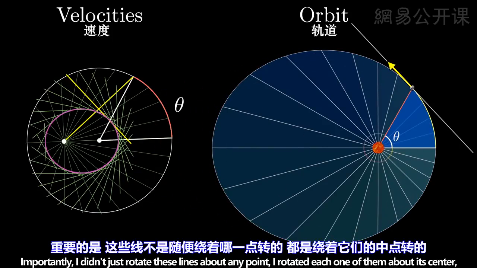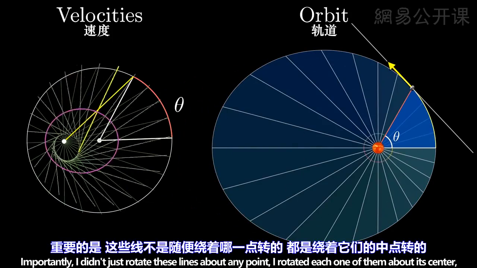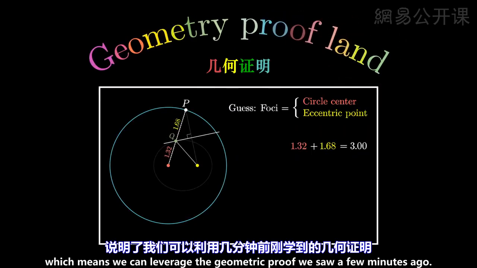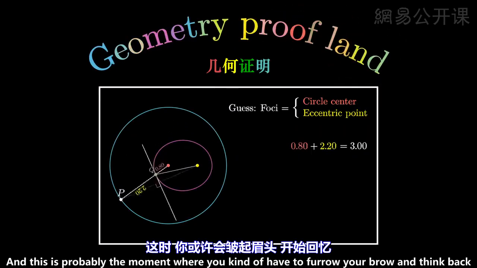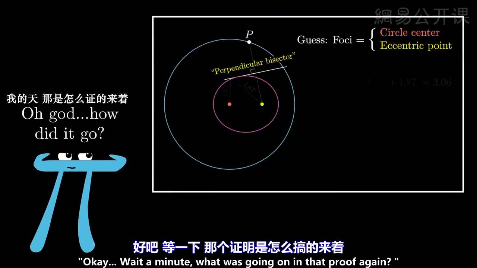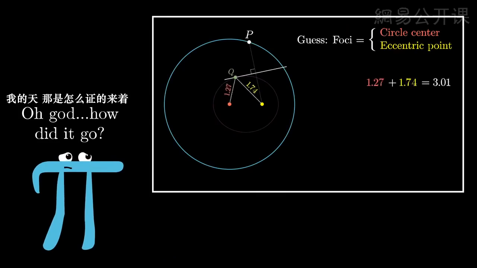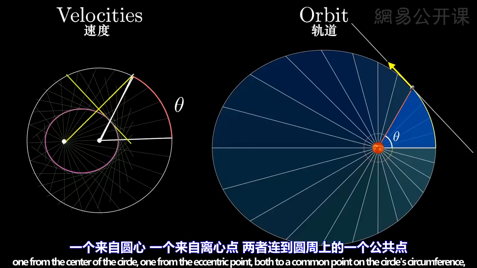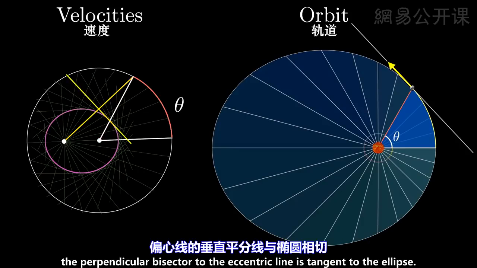Importantly, I didn't just rotate these lines about any point. I rotated each one of them about its center, which means we can leverage the geometric proof we saw a few minutes ago. And this is probably the moment where you kind of have to furrow your brow and think back, okay, wait a minute, what was going on in that proof again? Well, one of the key points was that when you have two lines, one from the center of the circle and one from the eccentric point, both to a common point on the circle's circumference, the perpendicular bisector to the eccentric line is tangent to the ellipse.